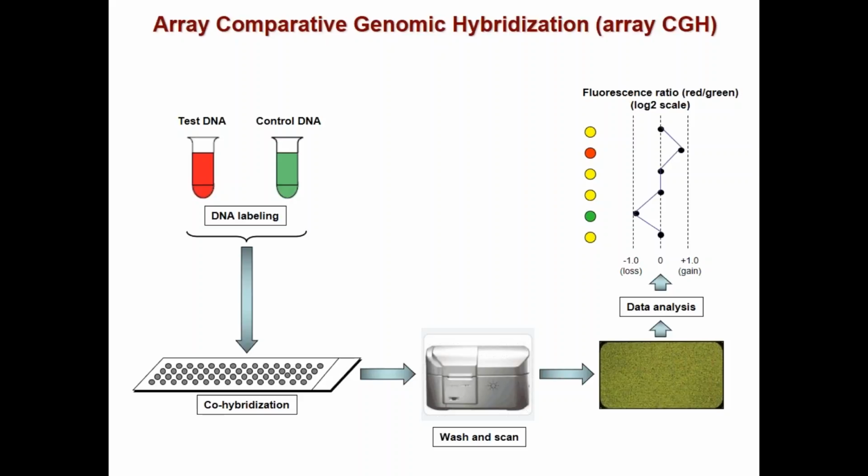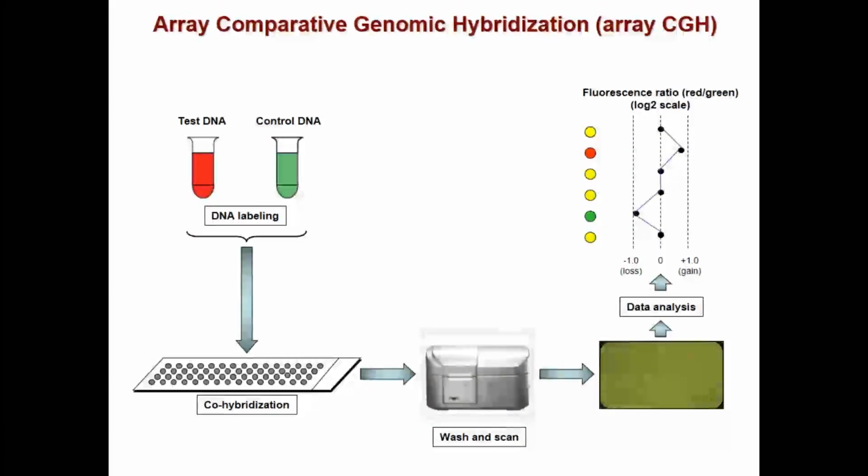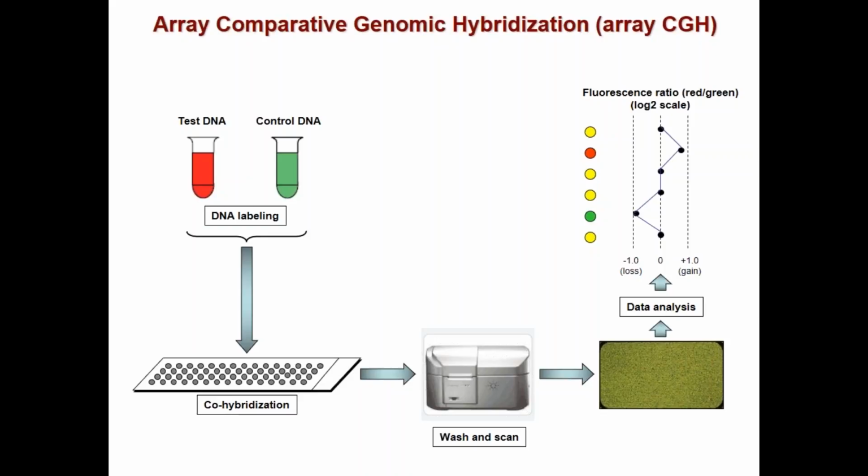Now, sorry, if you have a duplication, so you have 3 copies in the patient and only 2 copies in the control, more of the red dye will hybridize to the oligos or the spots that are contained within that duplication. Let's say this duplication contains 10 oligos. These 10 oligos will have more red dye, and therefore the red to green ratio will be more than 1. In a log2 scale, it will be 0.6.